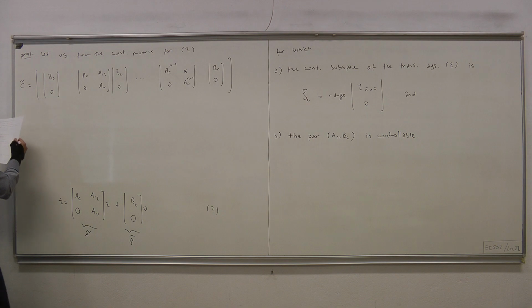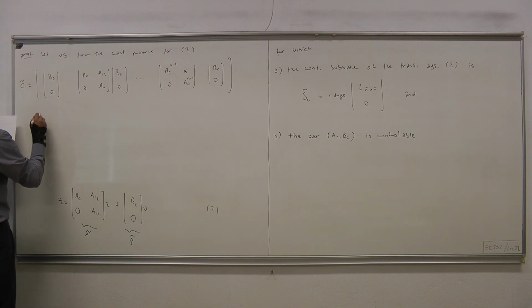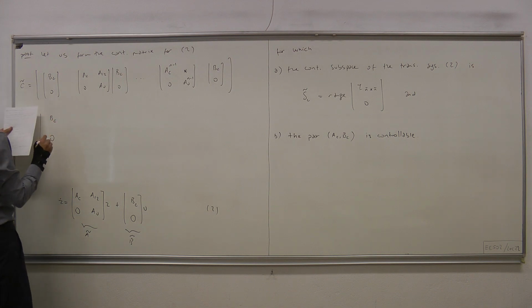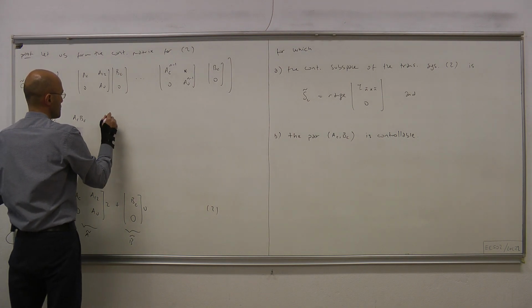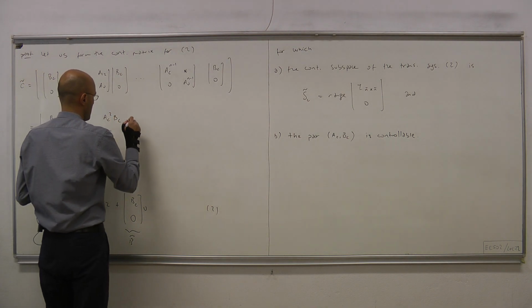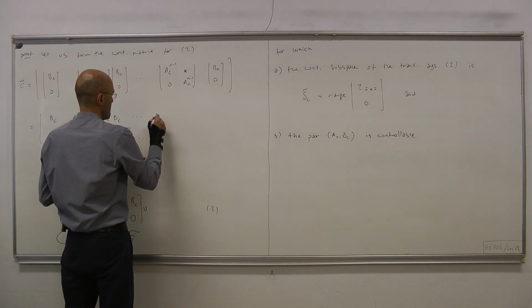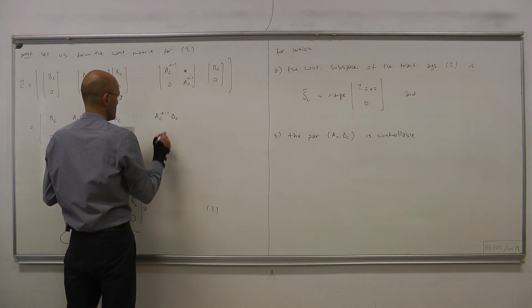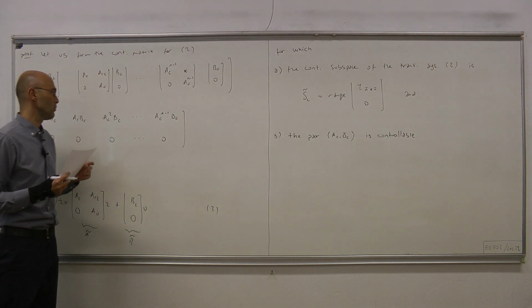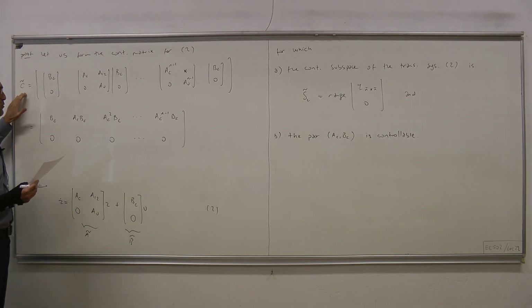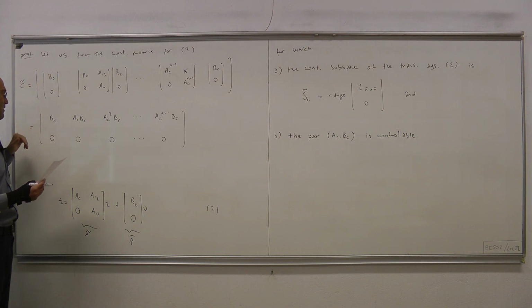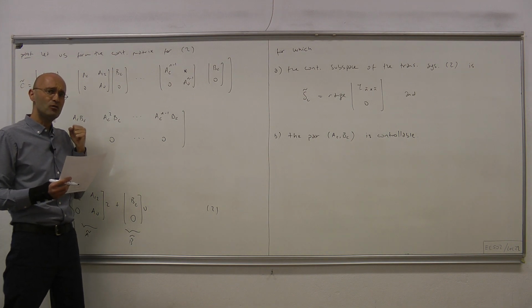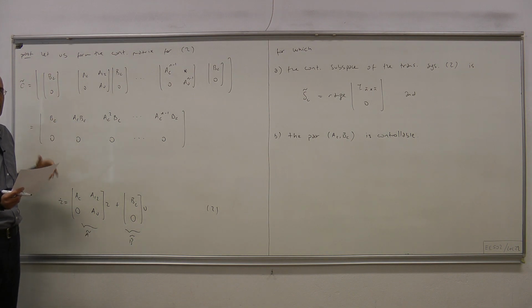So in other words, this whole thing can be written as B_C 0, and then we have A_C B_C 0, A_C squared B_C 0, and so on, A_C^(n-1) B_C 0. Okay, so that's the controllable matrix of the transformed system. Note that it has a very special structure, which is that the last n minus n bar rows are all 0.